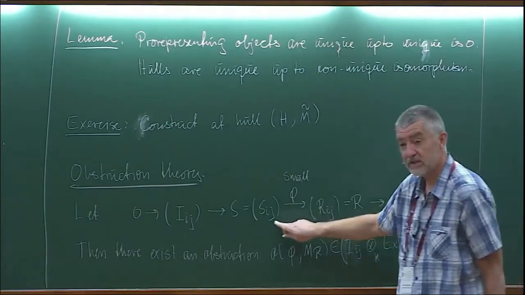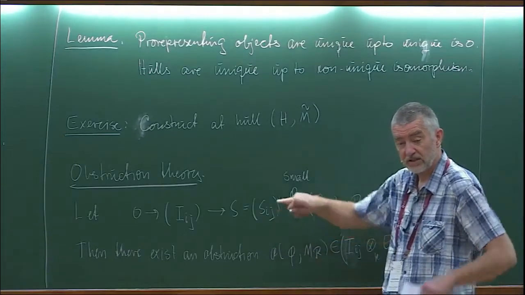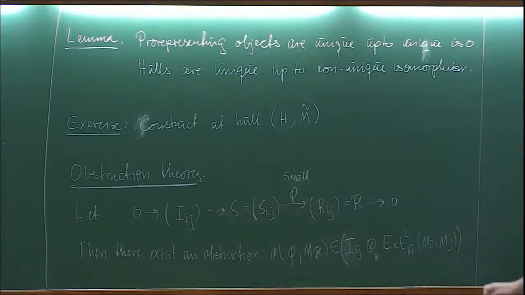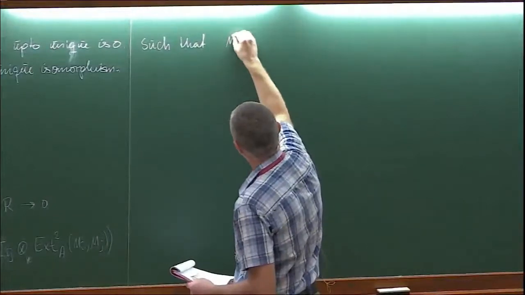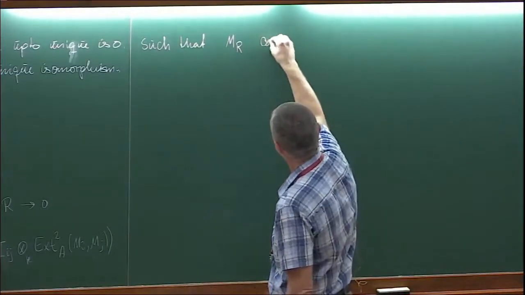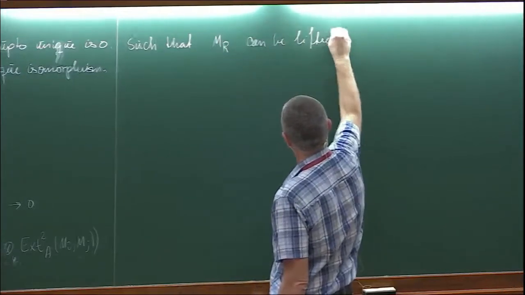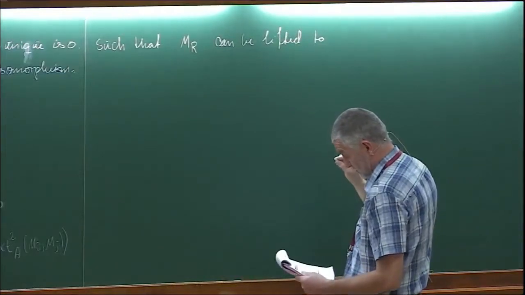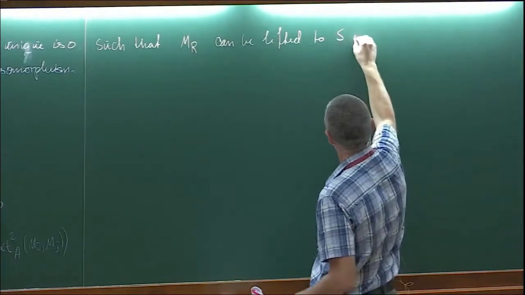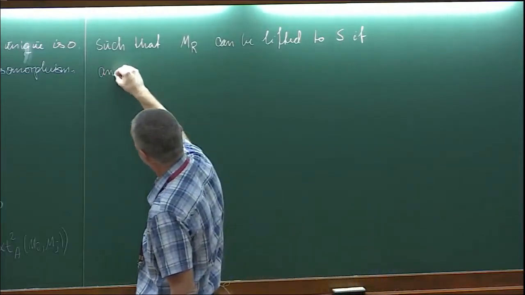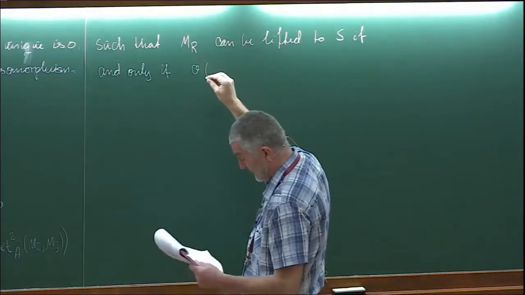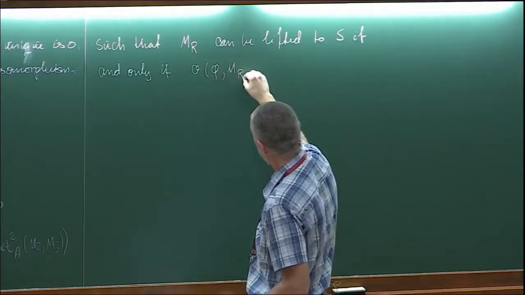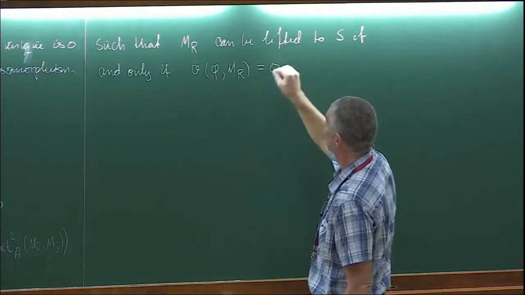The kernel is rather explicit. When I have small morphisms, and these are just these quiver algebras, everything can be computed. But it is such that MR can be lifted to S if and only if the obstruction for lifting, o phi MR, is equal to zero in Ext2.